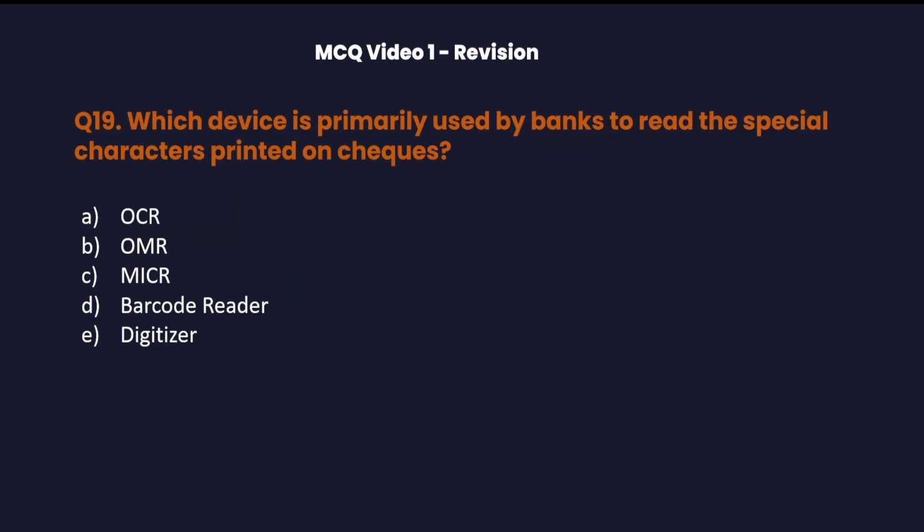Question number 19. Which device is primarily used by banks to read the special characters printed on check? The right answer is MICR, Magnetic Ink Character Recognition. Reads character printed with magnetic ink used exclusively for reading the number on checks.